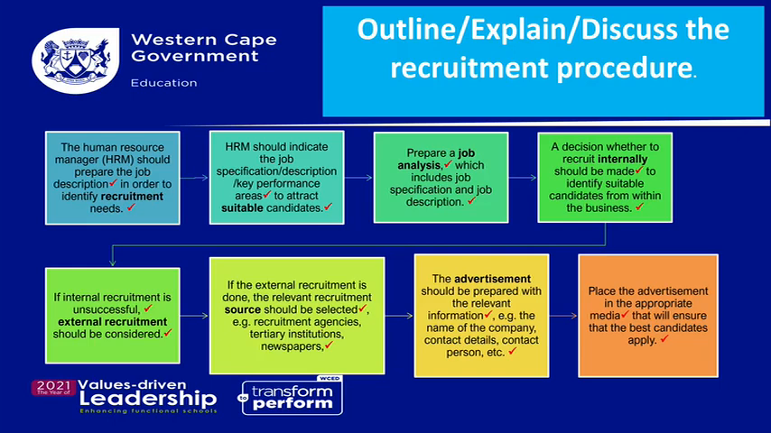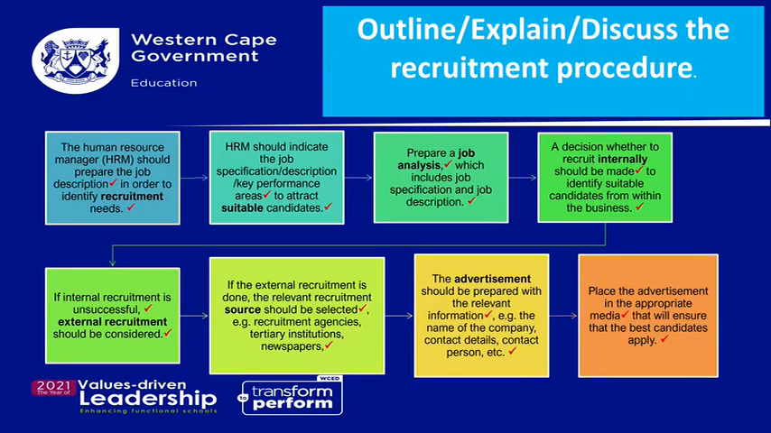Right, and then we need to prepare a job analysis. Now, you guys know that if I've done a job description and a job specification, basically what I've done is a job analysis. Right, a decision whether to recruit internally should be made. Now, guys, your booklet doesn't explain to you what internal recruitment is. Internal recruitment means we are looking for candidates that already work for us. They are inside the business already, and now we want to promote them or use them in a different area of this business. That is called internal recruitment.